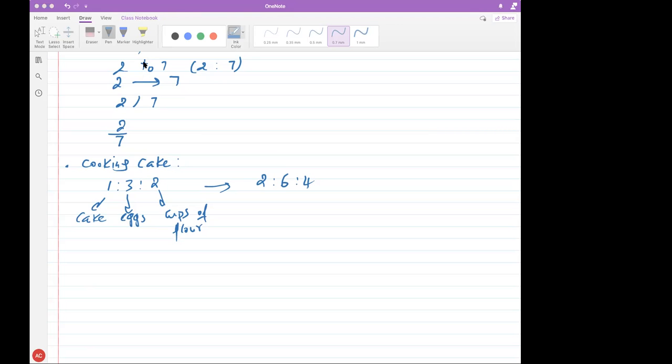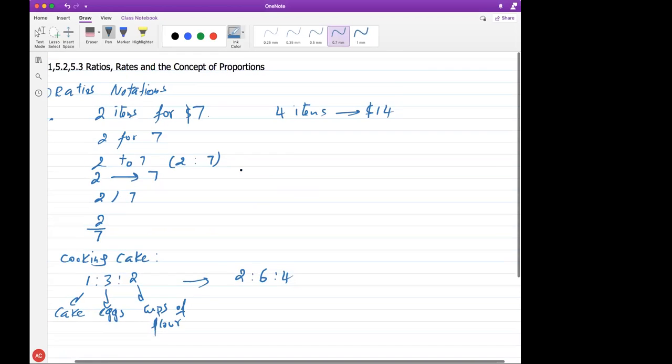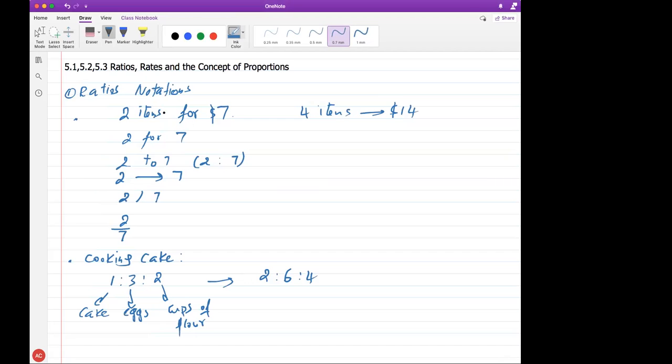Let's see another example here. Most of the time you'll see an example or a word problem written like this: 2 items for 7. So to turn it into a ratio, again, you can use any of these notations. Very simple. But we're going to be using this a lot, the arrow, and also the fractions.